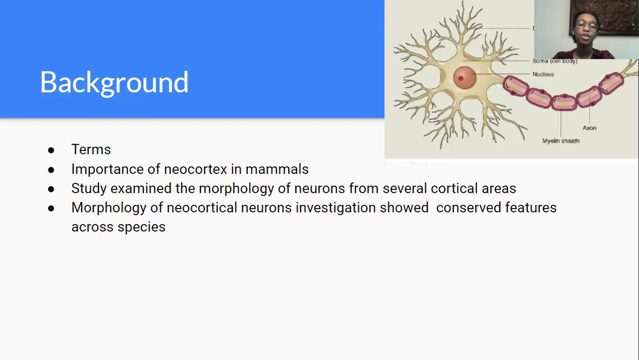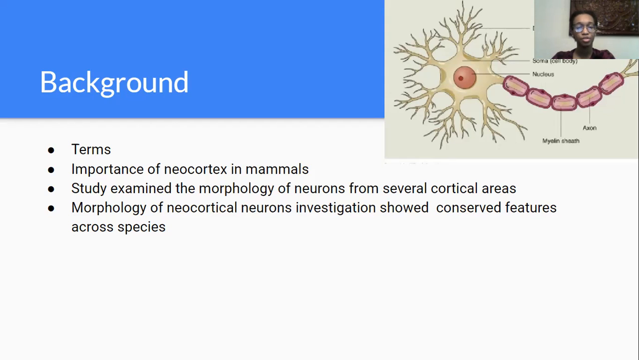In African elephant neocortexes, the morphology is distinct from all other mammals. That's what they've concluded from the studies, as well as in dendrite morphology.